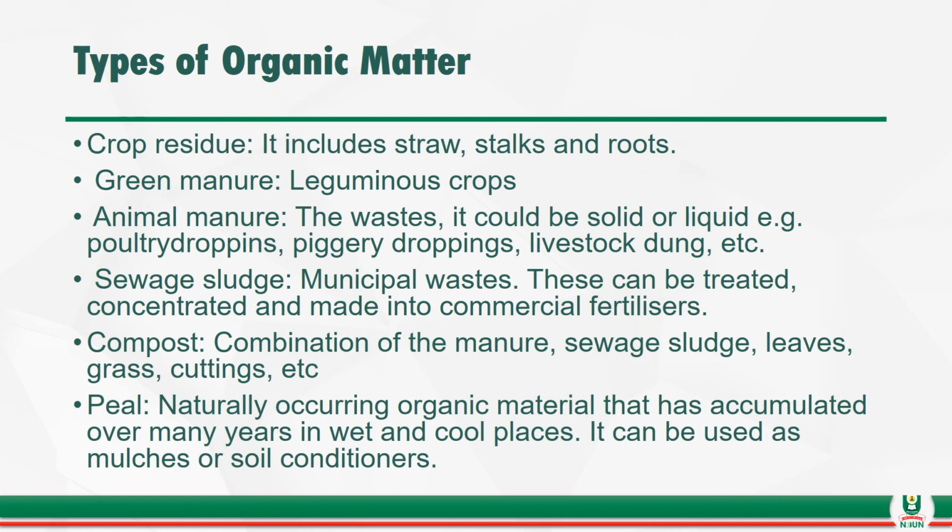Types of organic matter. Crop residue is one. It includes straw, stalks and roots. Two, green manure, the leguminous crops. Number three, animal manure, the waste. It could be solid or liquid, for example poultry droppings, piggery droppings, livestock dung, etc. Four, the sewage sludge, municipal waste. These can be treated, concentrated, and made into commercial fertilizer. Compost, a combination of manure, sewage sludge, leaves, grasses, cuttings, etc. Peat, naturally occurring organic material that has accumulated over many years in wet and cool places. It can be used as mulches or soil conditioners.